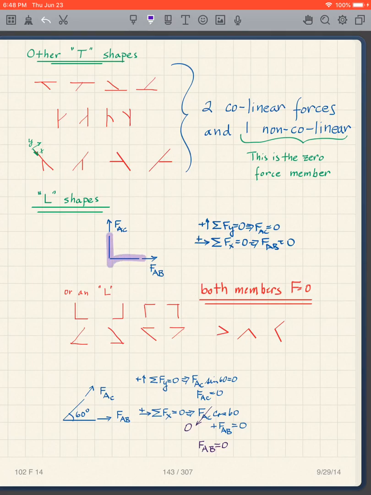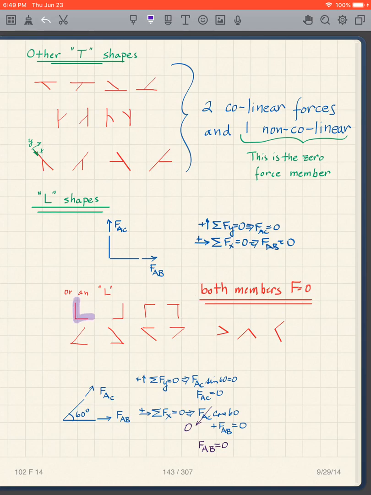Looks like this. Then I have these forces. Well, now what happens? I can look at this and take the sum of the forces in the y direction equals 0, and I get FAC equals 0. If I take the sum of the forces in the x direction equals 0, I get FAB equals 0. So if I have an L like that, then both members have a zero force.